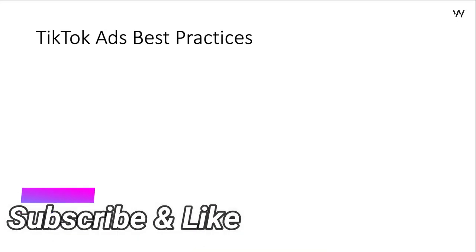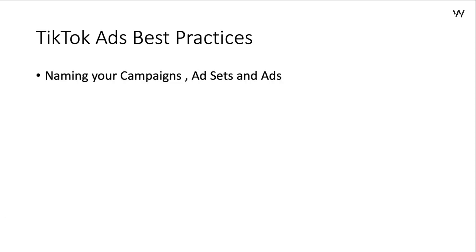In this lecture, we will go through the best practices of TikTok ads. So the first one is naming your campaigns, ad sets, and ads. Ensure that you name your campaigns, the ad sets, and ads very well. For example, how I like it is your campaigns should have the name of your product. Your ad sets should have the names of the interest that you have chosen or the targeting that you have done, and your ad should have the name which describes what kind of creative it is.